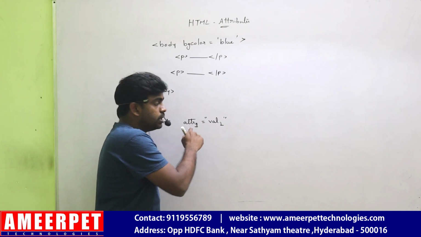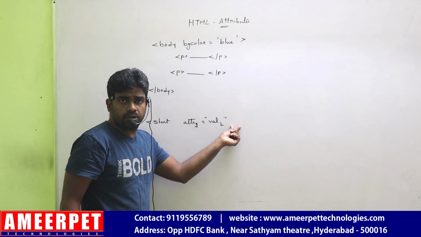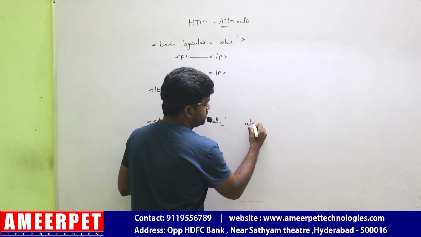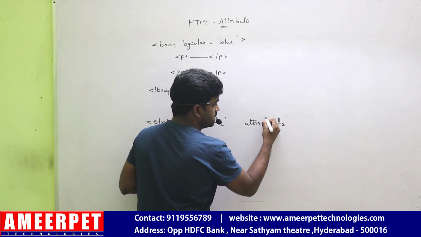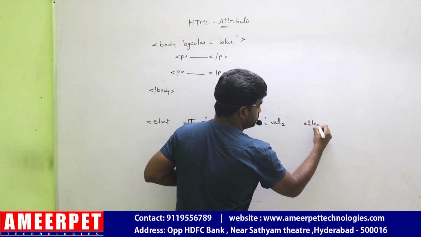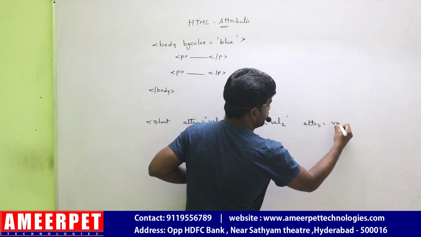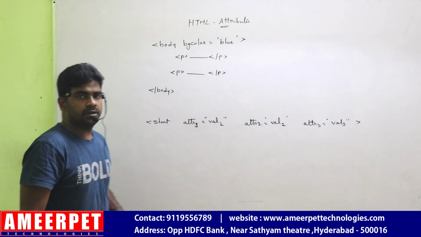So for example, I want to give multiple attributes. Then please don't separate them with a comma or semicolon. Just separate them with a space. Attribute 2 equals value 2. I am giving single quotes here. Attribute 3 equals value 3. Suppose I have given double quotes like this.